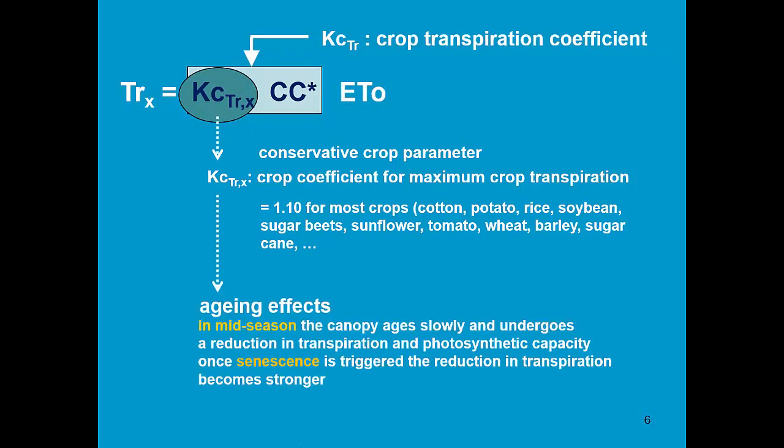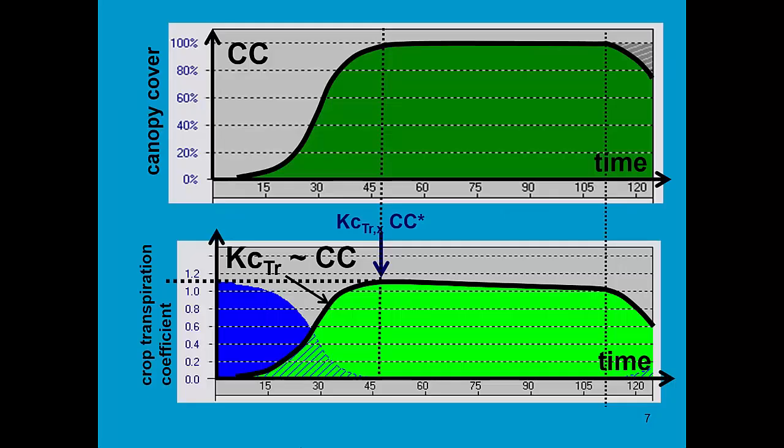However, there is an aging. Starting from mid-season, the canopy ages slowly and undergoes a reduction in transpiration and photosynthetic capacity. So the Kc TRx becomes smaller. And once senescence is triggered, the reduction in transpiration becomes stronger. This is shown in these slides.